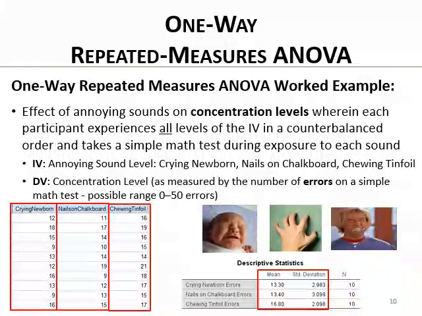And so note there's only 10 participants in this study. It's not a very big sample. What's nice about repeated measures designs is it's the same 10 people. It's not 30, it's just 10. So one of the benefits of repeated measures is smaller samples required.